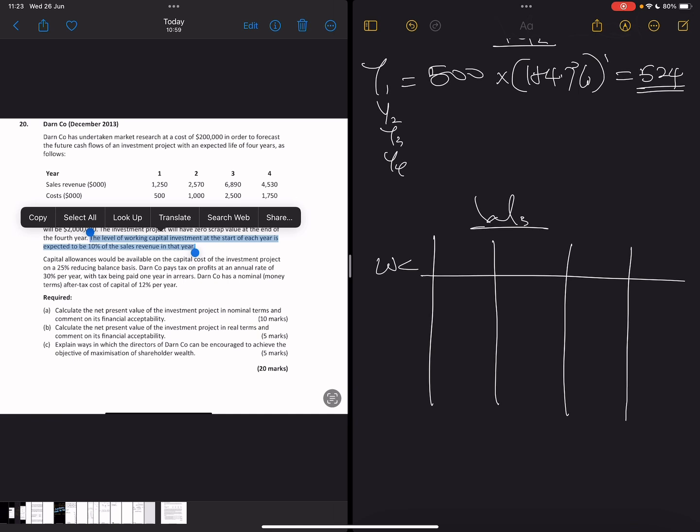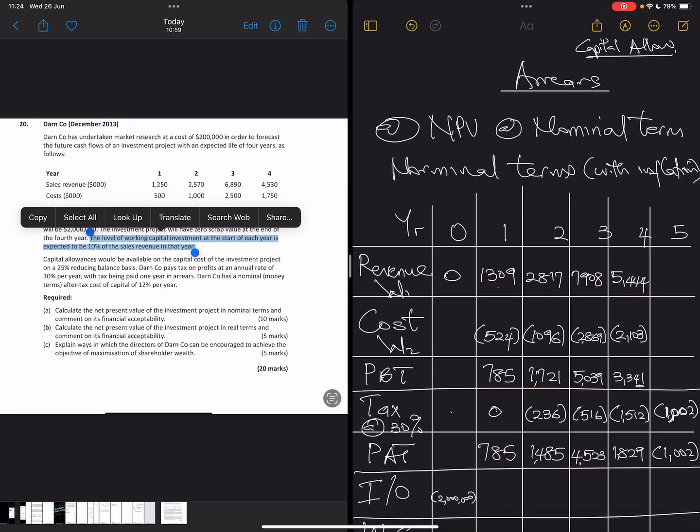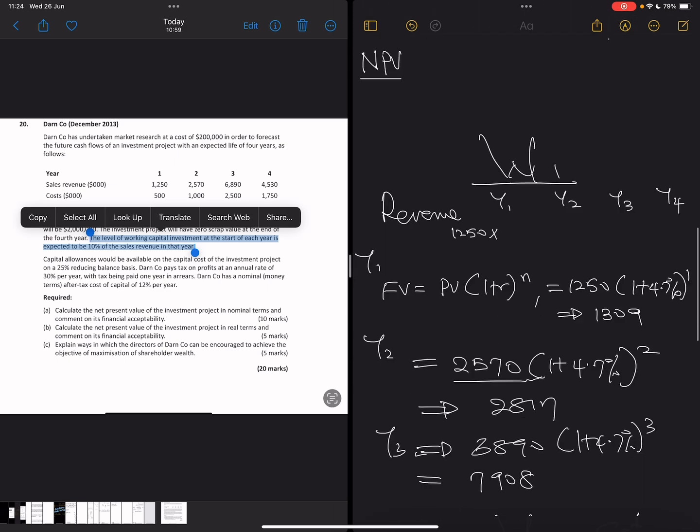So which means that for year 1, year 2, year 3, year 4, the opening working capital is a function of the revenue. So year 1 revenue is 1309, which means 10% of this is the working capital requirement at the beginning of year 1. 10% of 2817 is the working capital required at the beginning of year 2, right? And likewise in year 3, 791 will be working capital required at the beginning of year 3.